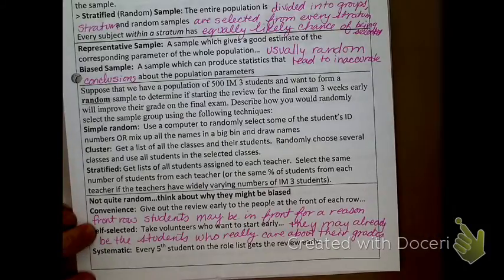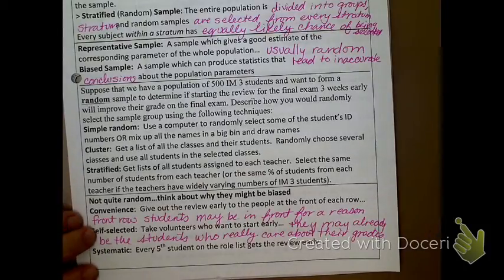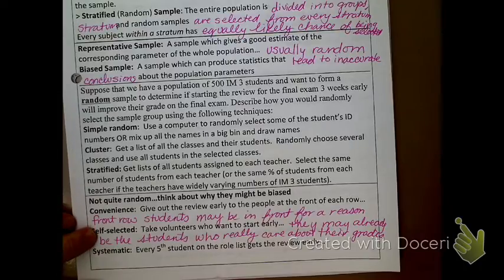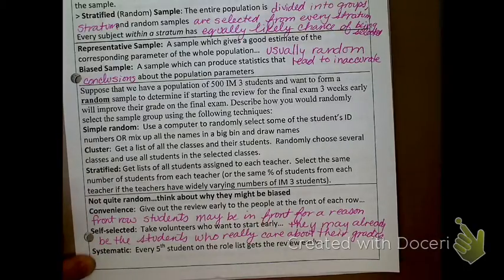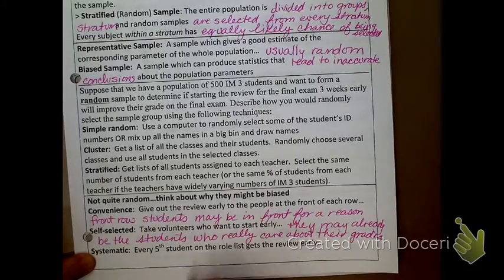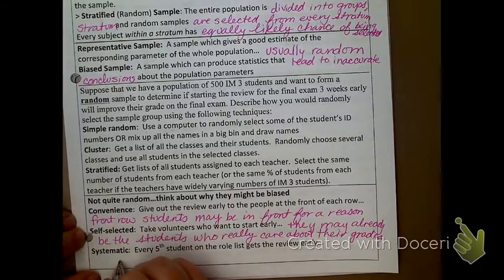And finally, a systematic one. Every 5th student on the roll gets the review early. This is pretty close to random if I can't do a completely simple random sample. This is the closest I can pretty much get. The only reason this would be biased is if there's some problem with the original order.